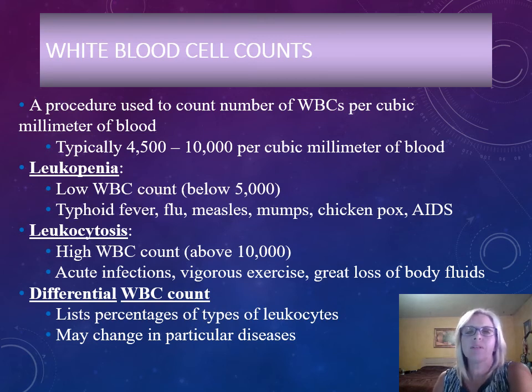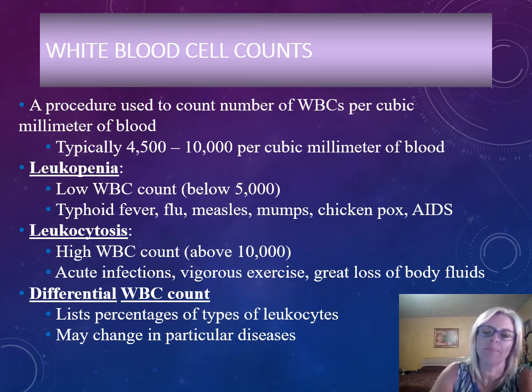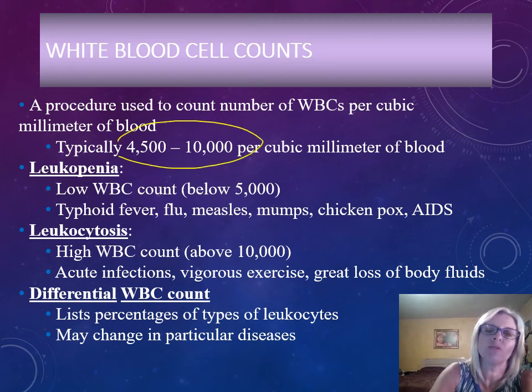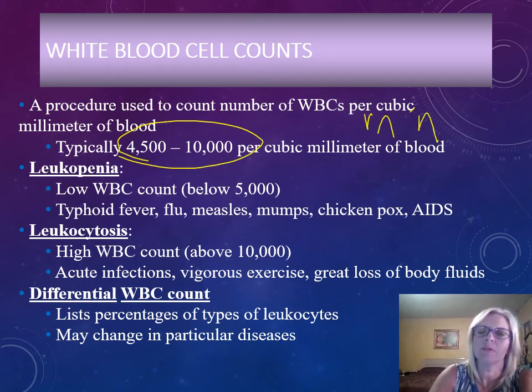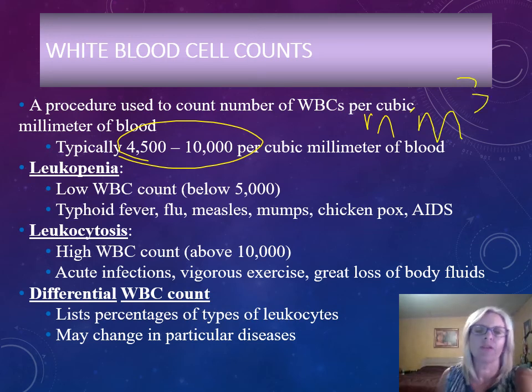A white blood cell count is a procedure used to count white blood cells or to estimate them per cubic millimeter of blood. We typically have 4,500 to 10,000 per millimeter cubed. All right. Leukopenia, these are some abnormal values. So that's the normal value here, all right? 4,500 to 10,000 per millimeter cubed. All right, that's normal.